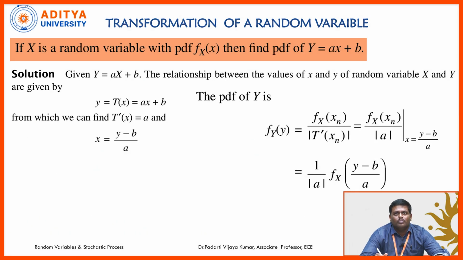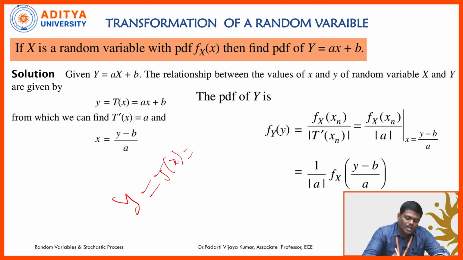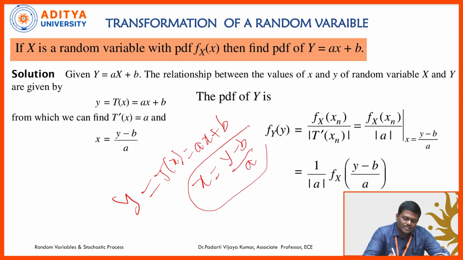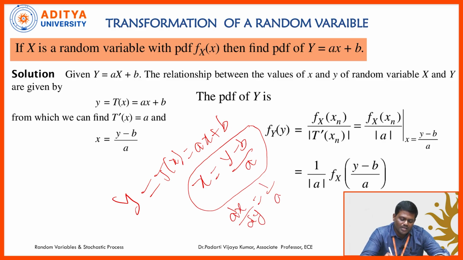Now, we see one problem related to the continuous random variable. It is a monotonic transformation, y is equal to ax plus b. So, it is a linear transformation, y is equal to ax plus b. So, y is nothing but the transformation of x, which is equal to ax plus b. From this, x is equal to y minus b by a. From this we know dx by dy is equal to 1 by a.